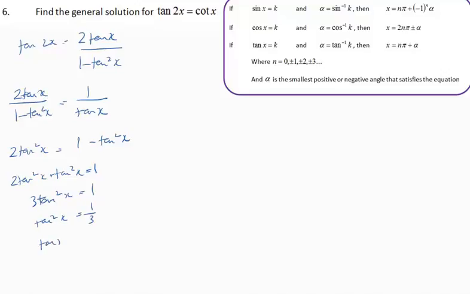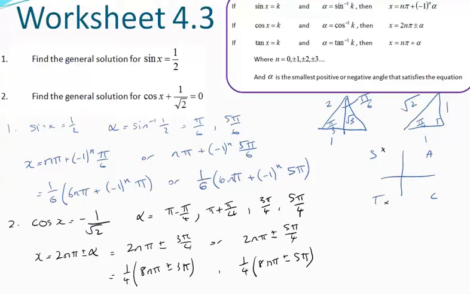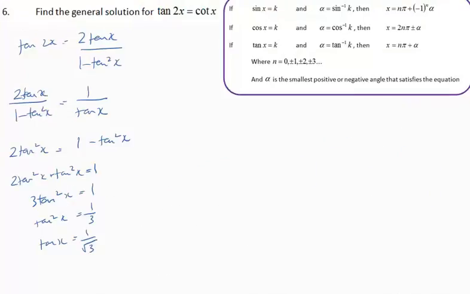So our tan of x is equal to the square root of this, which becomes 1 on root 3 here. So we go back here, we're wanting 1 on root 3 for our tan here, and that's going to be pi on 6. So we know we've got pi on 6 here.